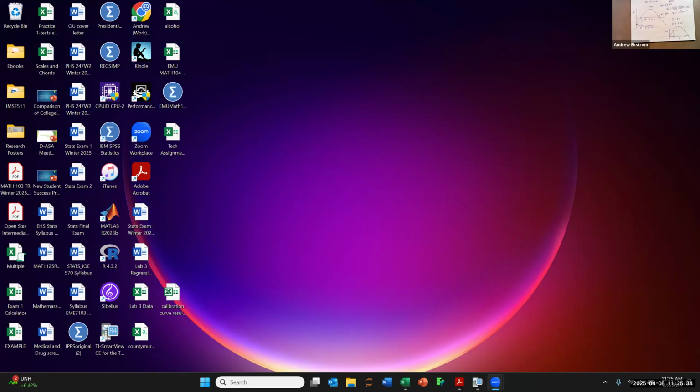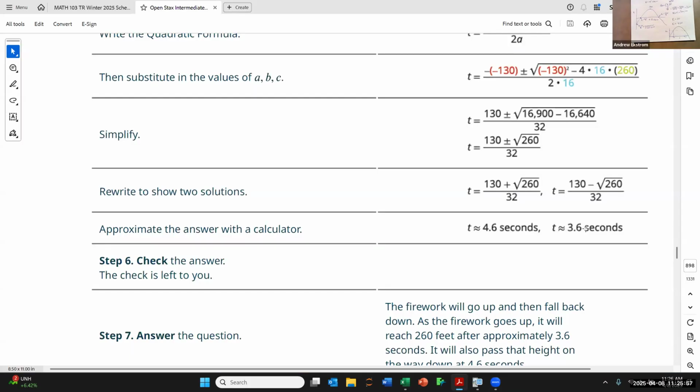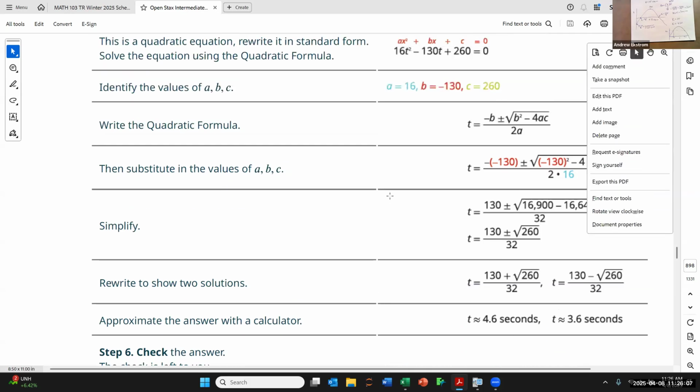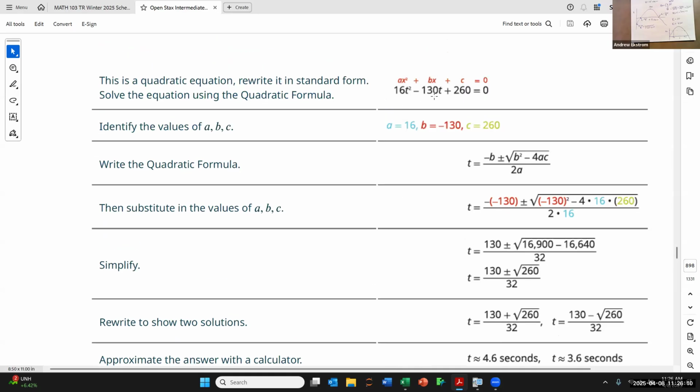If we also know that at time 0 it's actually on the ground, which makes sense, right? Because before you launch a firework, it's going to be on the ground, or at least hopefully anyway. We now have the points (0, 0), and then, all right, it should actually be (3.6, 260), and then (4.6, 260). We can go back and figure out what the quadratic equation is, or we can use this one.